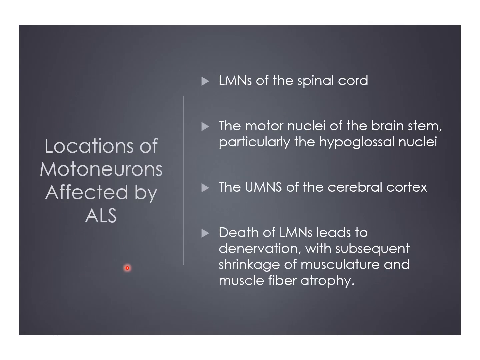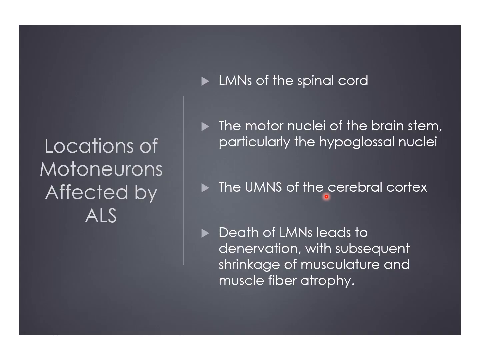So the location of the motor neurons affected by ALS. It can affect the lower motor neurons of the spinal cord. It can affect the motor nuclei of the brain stem, particularly something called the hypoglossal nuclei. And the hypoglossal nuclei is a cranial nerve nucleus, and it's found within the medulla of the brainstem. And it's the motor nucleus responsible for tongue movements that allow both speech and swallowing. So that motor nuclei of a cranial nerve is what allows us to speak and to swallow, and that is affected by ALS.